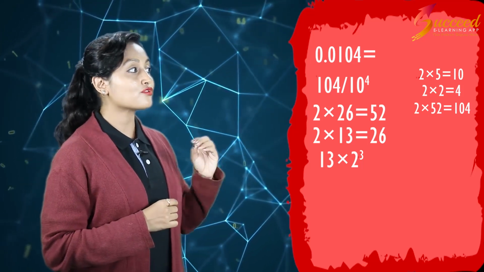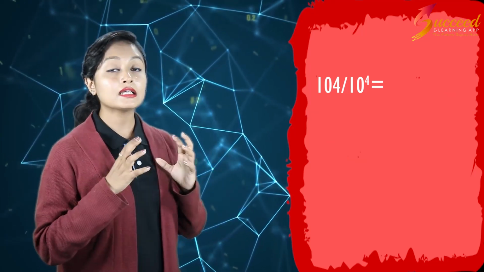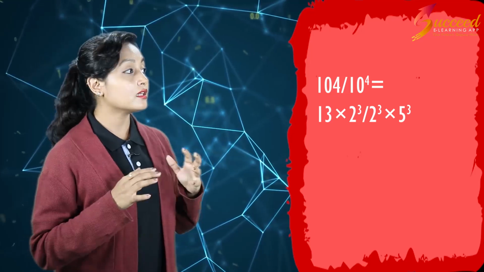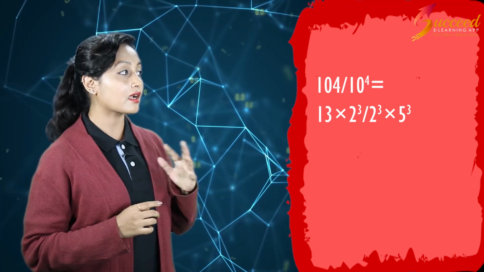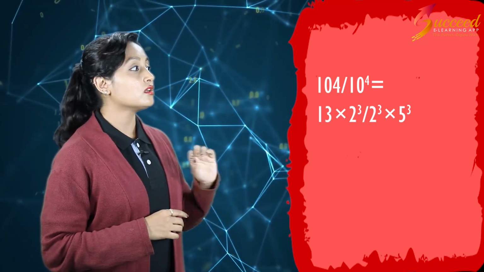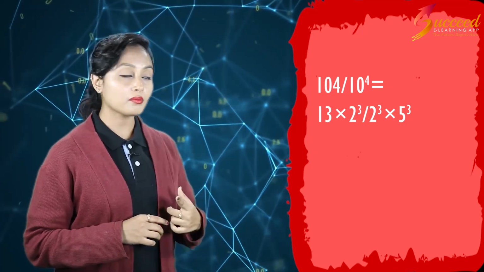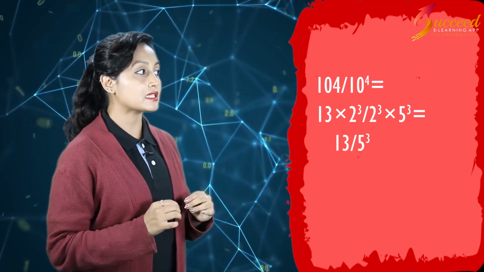So 104 divided by 10 to the power 4 can be represented as 13 into 2 power 3 divided by 2 power 3 into 5 power 3. Again, follow the same rule, cancel out the ones which are in common and you get 13 divided by 5 to the power of 3.